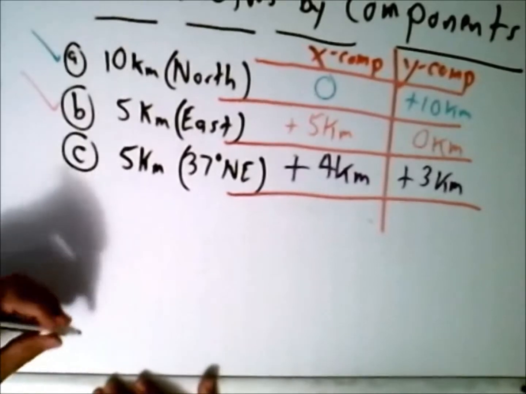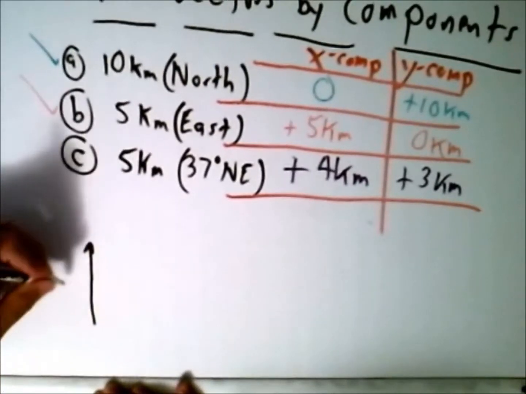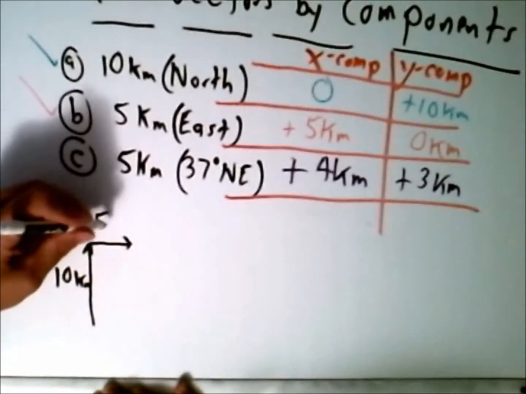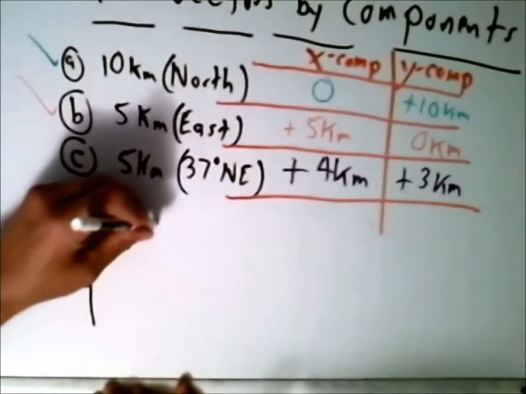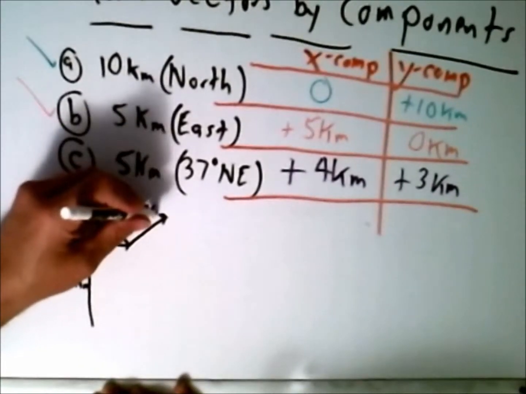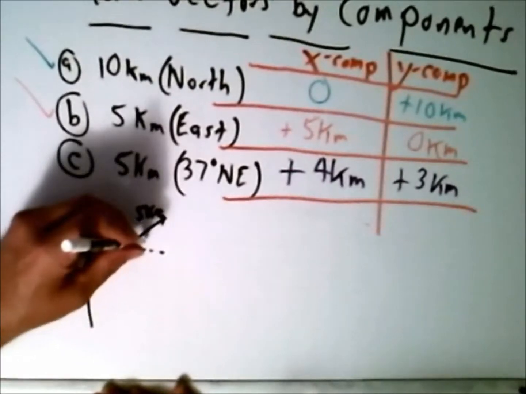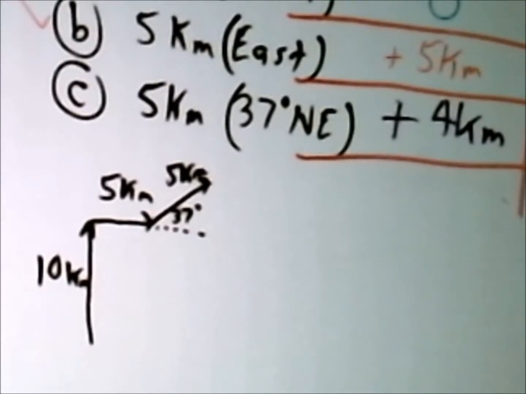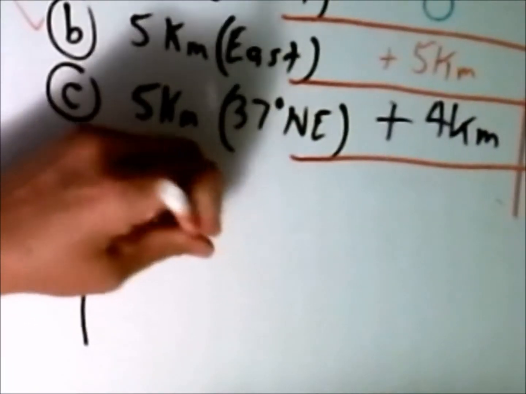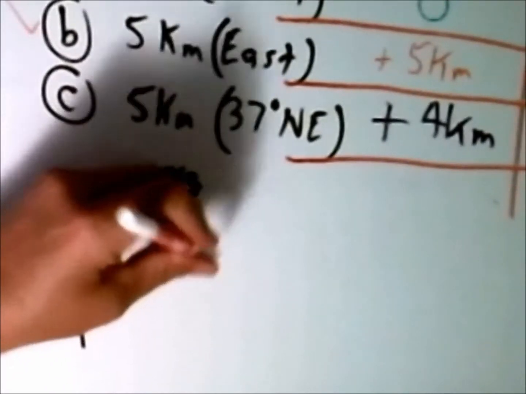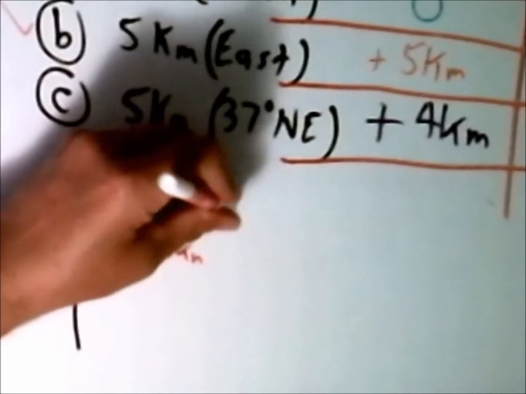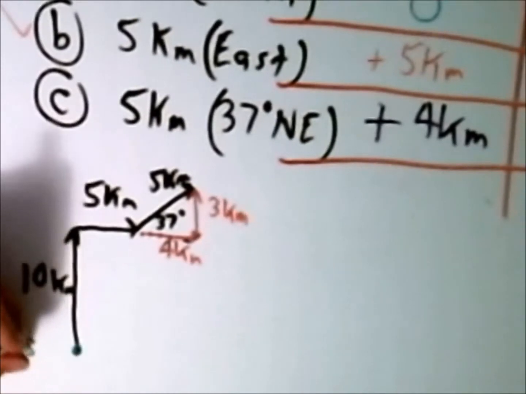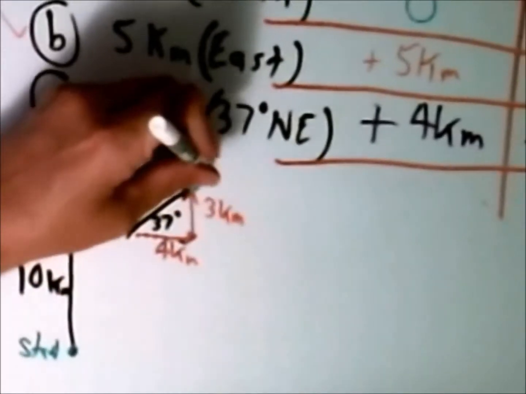I want to draw the diagram again. So I said I went like this, 10 kilometers. And then I went like this, 5 kilometers. And then I went like this, 5 kilometers. But this one was at an angle of 37 degrees. So a moment ago, we just did some calculations, and we decided that the person who walked this went over this way 4 kilometers, and they went this way 3 kilometers. So the person who's doing this hike, they're starting down here and they're ending up here.